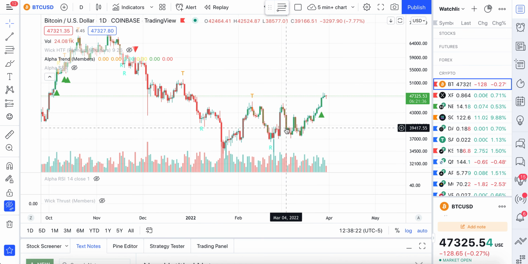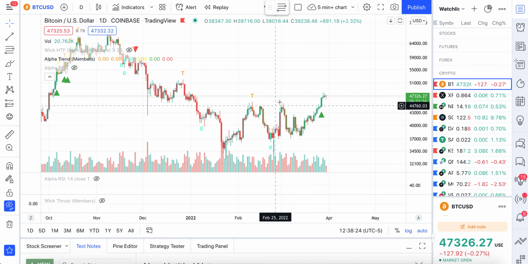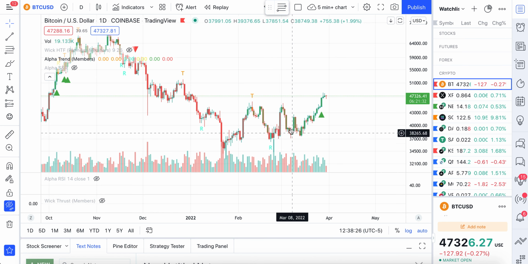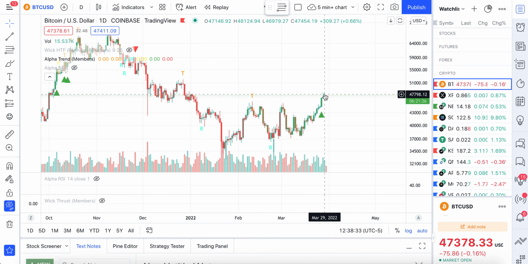So if you would have stayed in this, even if you were entered and you would have been scared about everything, wanted to leave your position, seen that these are still green candles, you would have stayed in and then caught this whole bullish trend up.